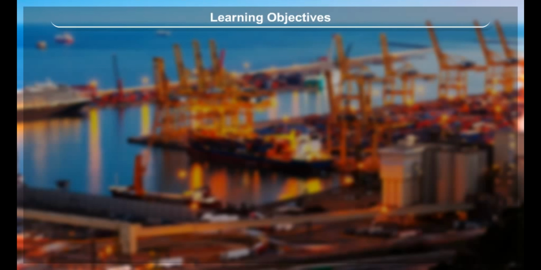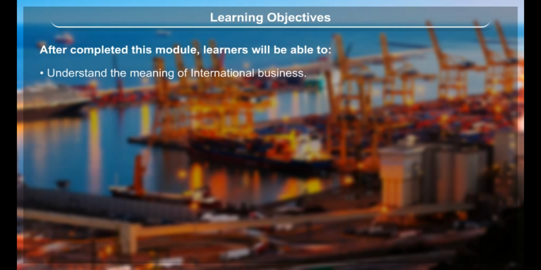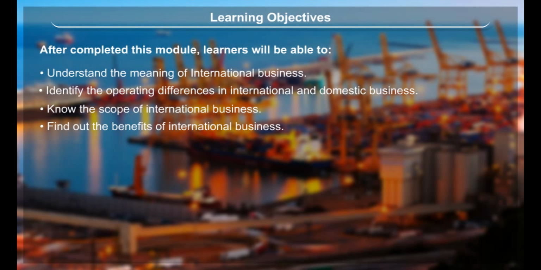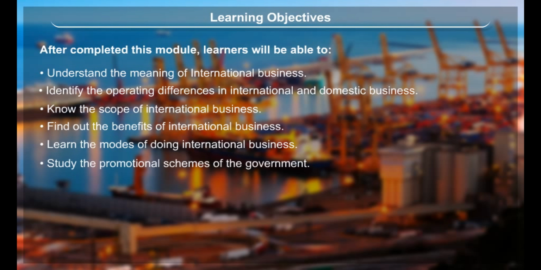Learning objectives. After completing these modules, learners will be able to understand the meaning of international business, identify the operating differences in international and domestic business, know the scope of international business, find out the benefits of international business, learn the modes of doing international business, study the promotional schemes of the government.